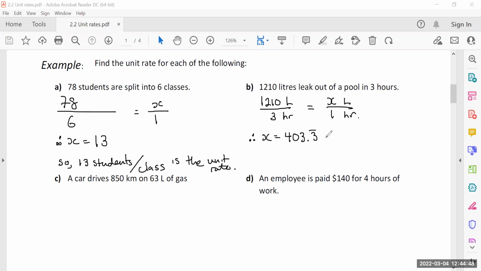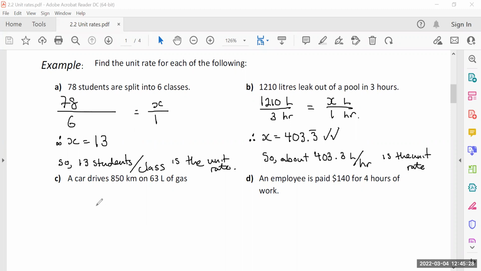And so mathematically, this is the correct number. Application-wise, do we care about the 333 infinity? No. So you could say something like about, see the keyword, about 403.3 liters per hour is the unit rate. Again, mathematically, the repeating decimal is the correct final answer. Realistically, you can round it because we don't care about the infinity in real life.